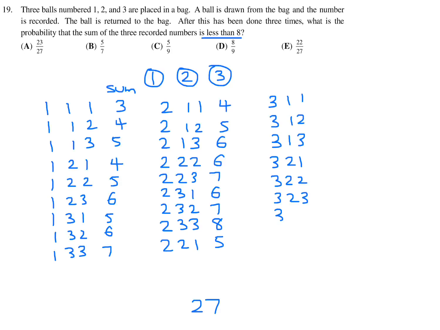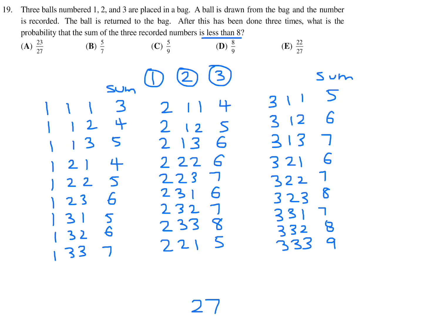Like that. 3, 3, 2, and finally 3, 3, 3. And we can, of course, create a table with these sums. 6, 7, 8, 7, 8, 9.